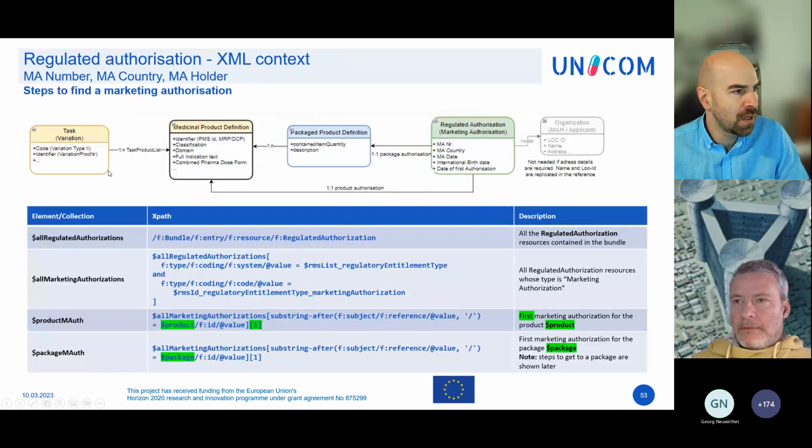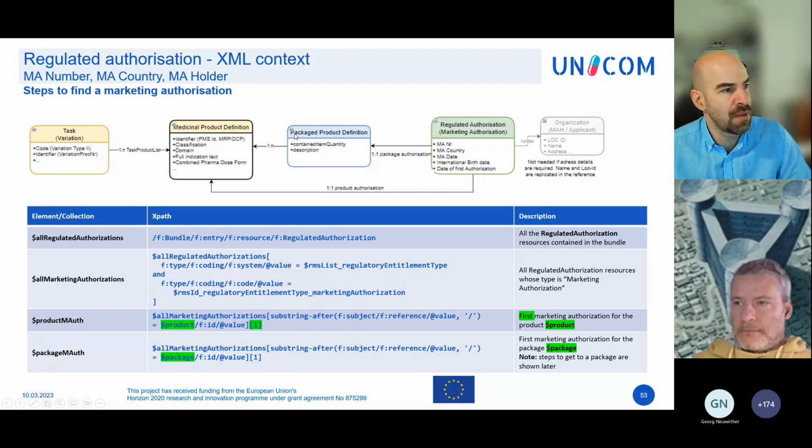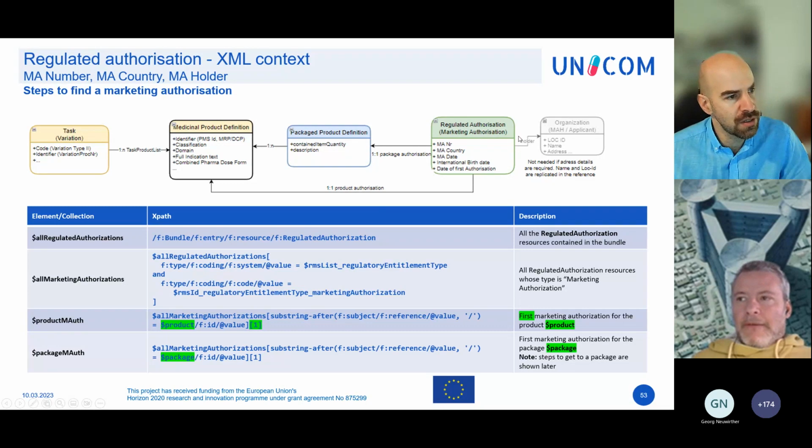Now, again, we are starting from the task. We're going to the product. This doesn't change. And then we have the packages. The packages have the pointer to the medicinal product. And the authorization can then point either to a package or point to a product. If you want just the fields that we were talking about, you stop at the authorization.